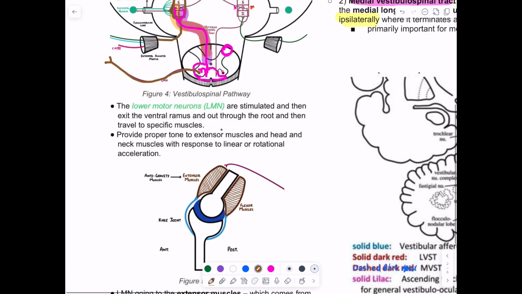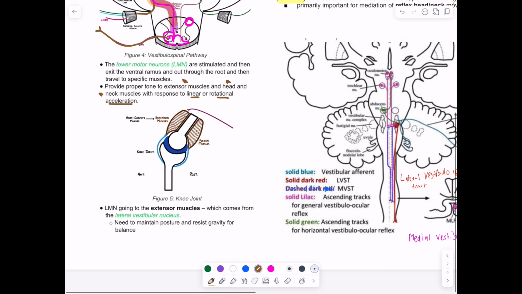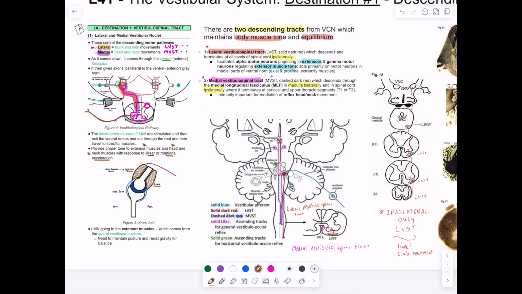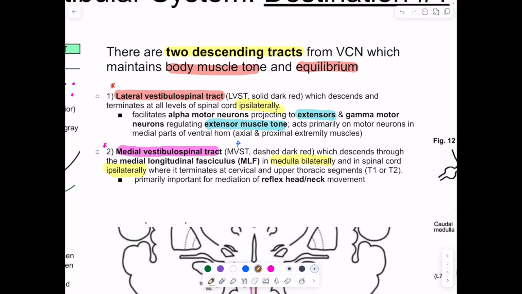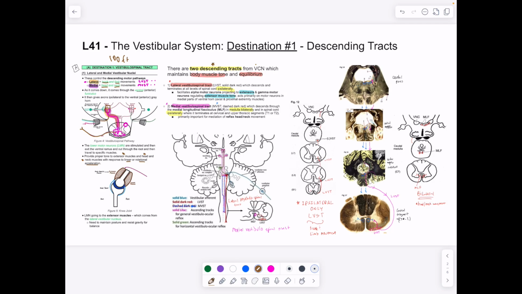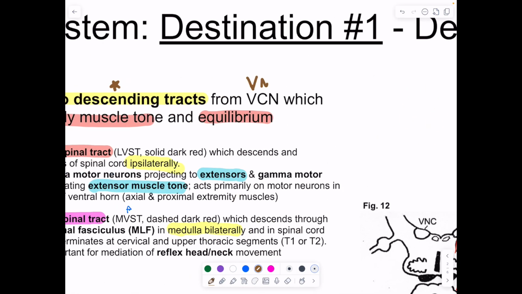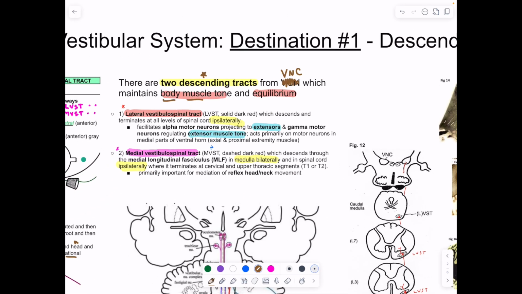All right, so it's providing proper tone to extensor muscles, head and neck muscles with response to linear or rotational acceleration. Okay, so as we said, the lateral one's going to the trunk and the limb, and then the medial part is going to the head and the neck. All right, so that's the basics, sort of like 100-foot view. Let's get slightly more detailed from our information from our lecture. So as we said, there's 2 descending tracts from the vestibular nuclear complex, which maintains body muscle in equilibrium.